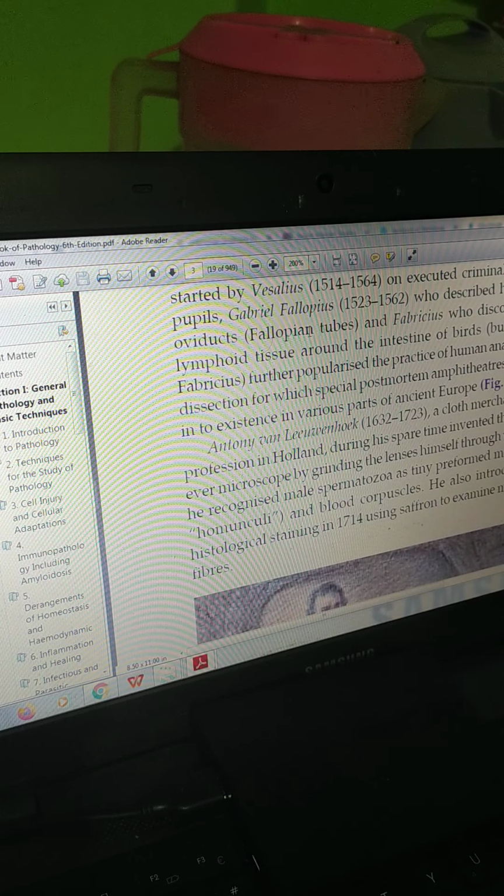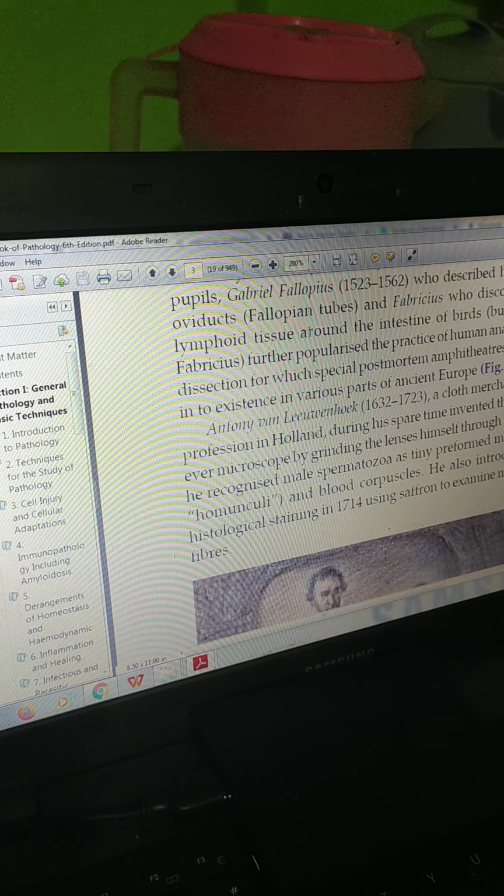Fabricius further popularized the practice of human anatomic dissection, for which special postmortem amphitheatres came into existence in various parts of ancient Europe.